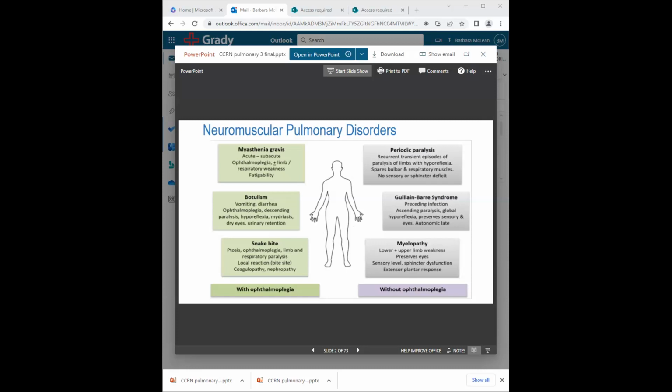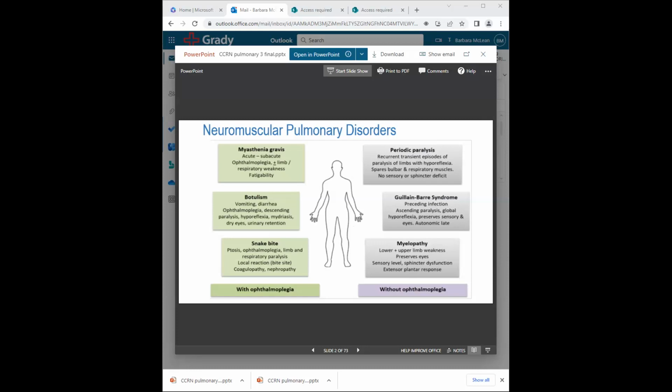One of the things I wanted to do was to review again neuromuscular pulmonary disorders. We talked about it last week, because remember last week we had neuro, and I wanted everyone to remember the difference between myasthenia gravis and Guillain-Barré. Last week I reminded you that myasthenia gravis is descending paralysis and Guillain-Barré is ascending paralysis. So that's really, really important.